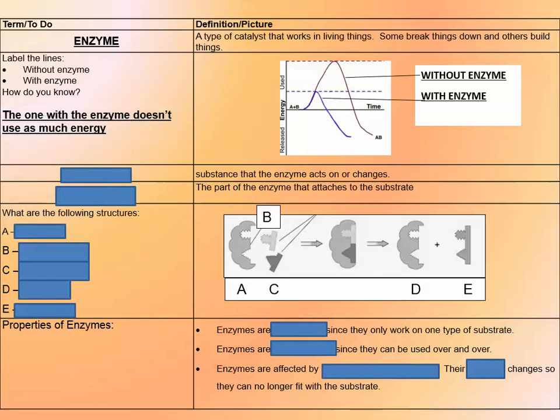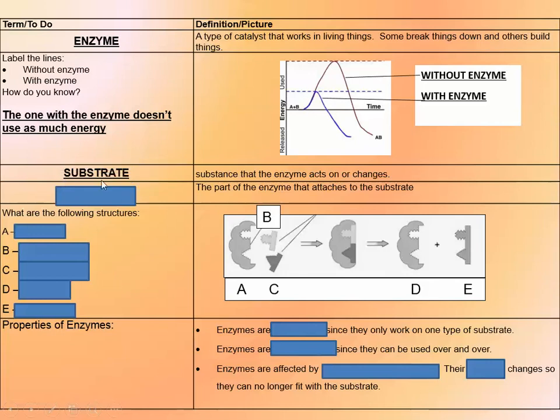So the one without the enzyme doesn't use as much energy. Or excuse me, let me rephrase that. The one with the enzyme doesn't use as much energy. And we can see that here. The blue line, the one that represents with an enzyme, does not use as much energy. So there's not as much energy needed to start the reaction.